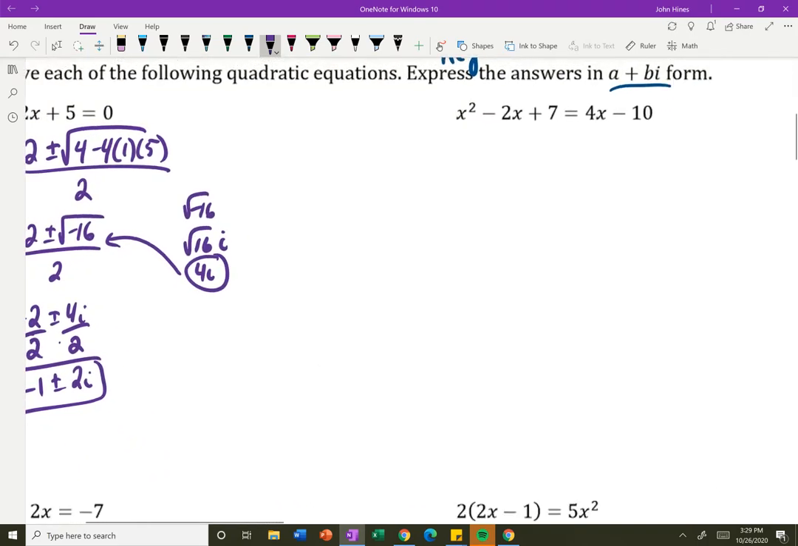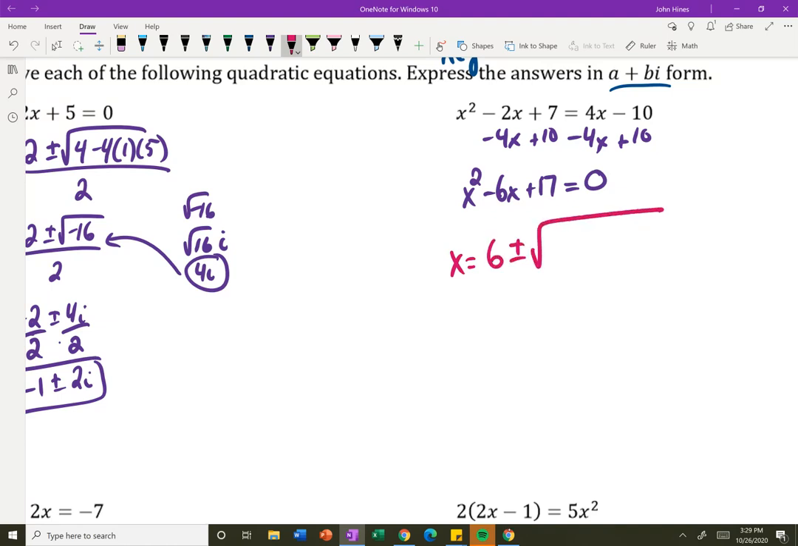This next one here is not equal to 0, so I need to set everybody to the same side of the equation. So I get x squared minus 6x plus 17 equals 0. So I moved and collected all the terms on the left-hand side of the equation there. So now let's use the quadratic formula. X equals -b plus or minus the square root of b squared, square that in your head, minus 4 times a times c, all over 2 times 1, which is 2.